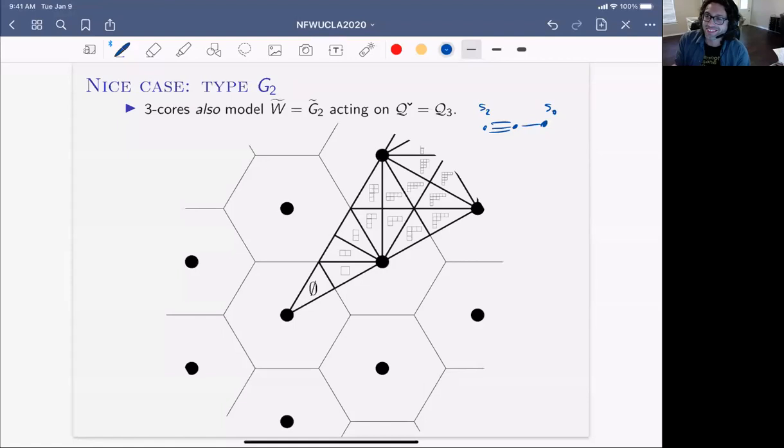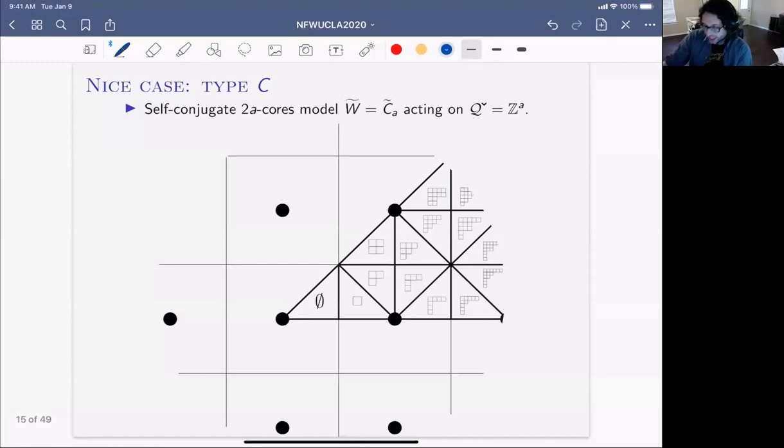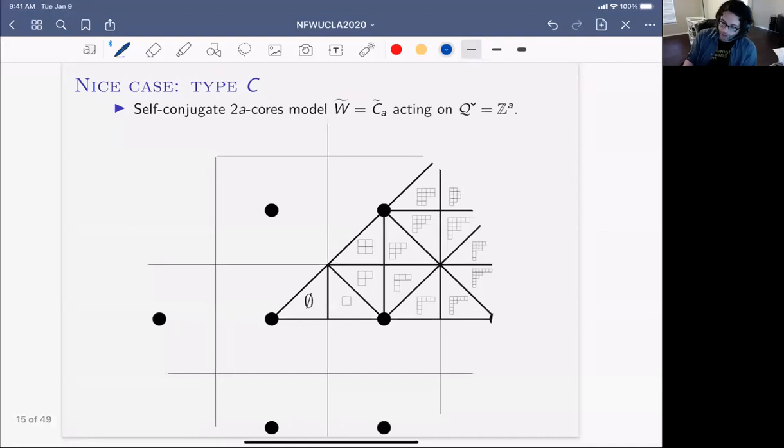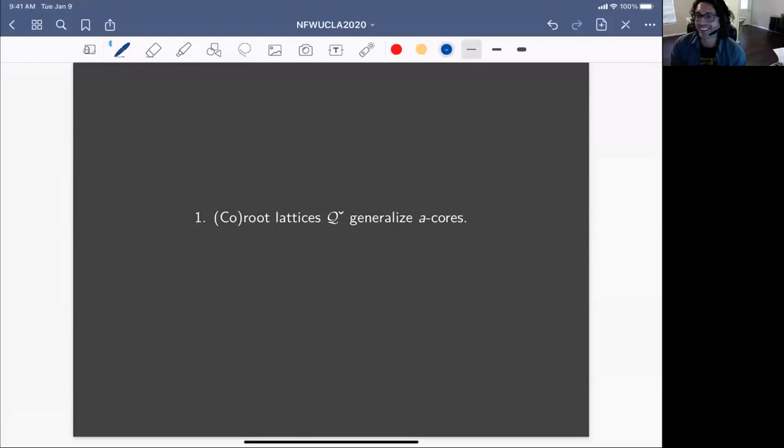And then for example, in type C, you get these self-conjugate cores for A even. The point here, Igor, is that coroot lattices are generalizing A cores.